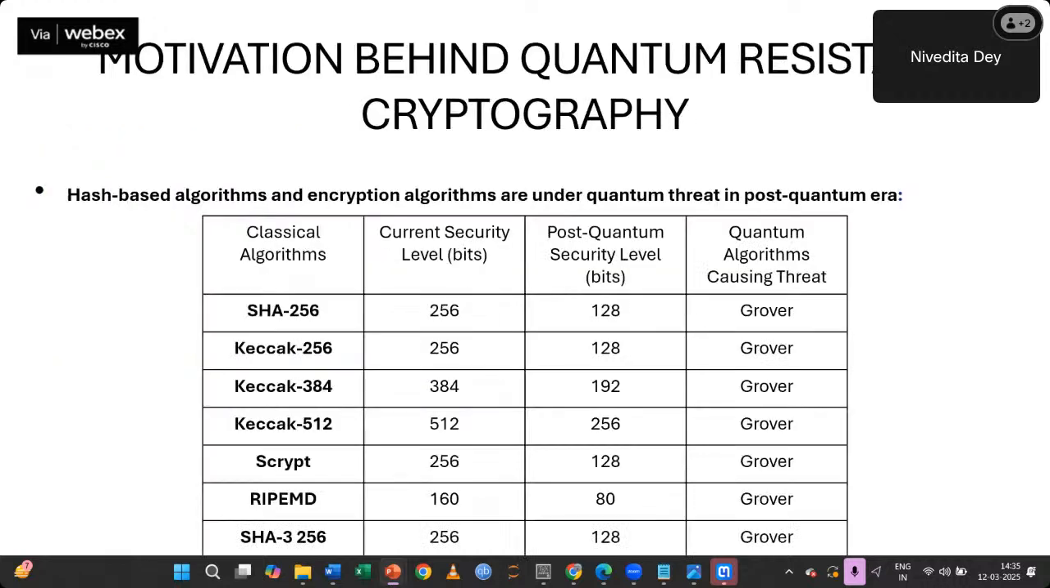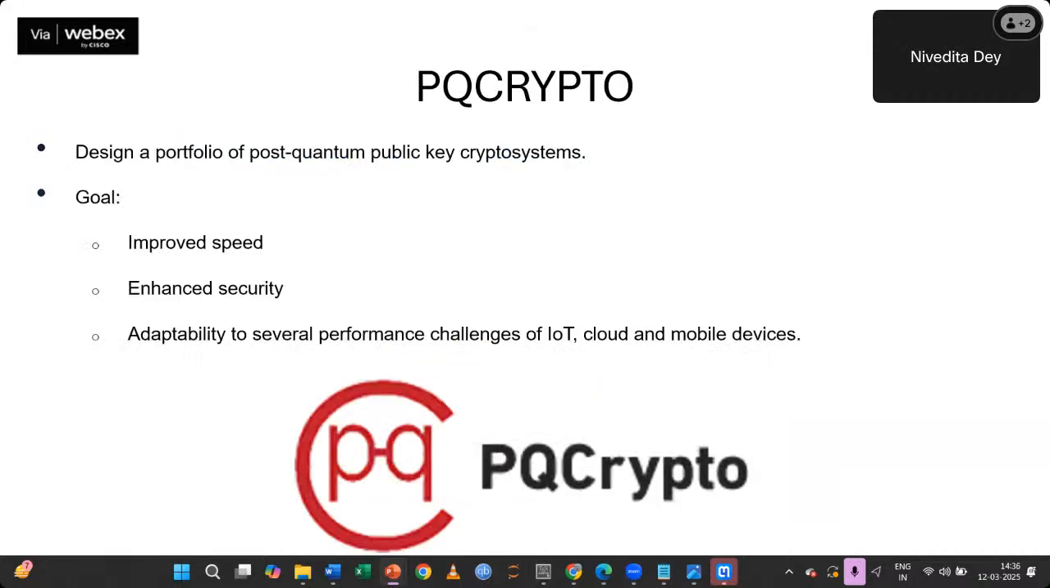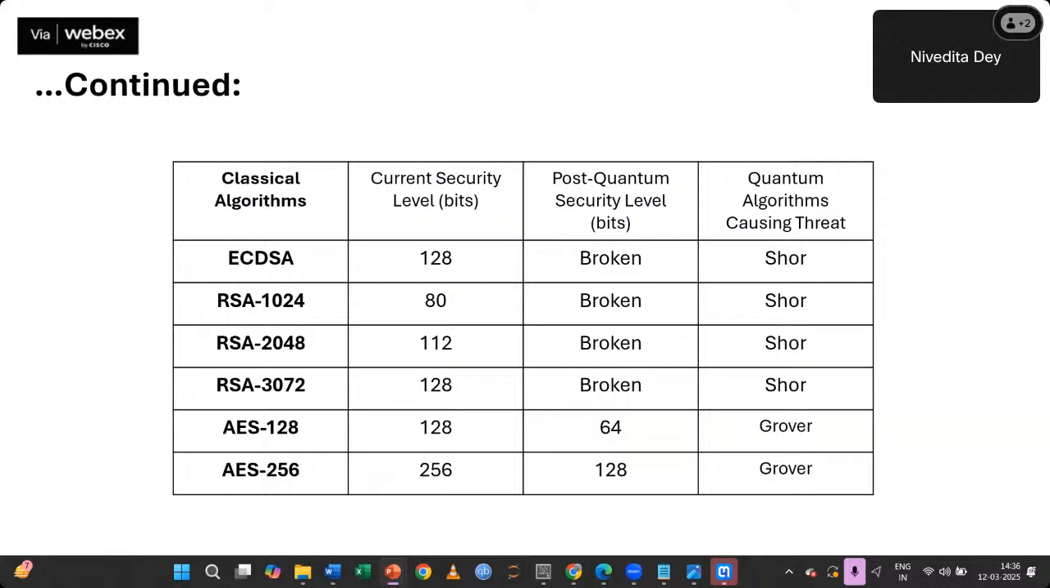The motivation behind quantum resistant cryptography is that hash-based algorithms and encryption algorithms are under quantum threat in the post-quantum era. So for the SHA hash algorithm, the current security level is 256, as it is SHS 256. The post-quantum security level is 128, and this happens because of Grover. Just check the first two. Similarly for the second one, it's 256, and 128 at the post-quantum level, because of Grover.